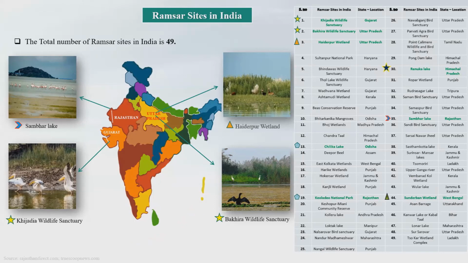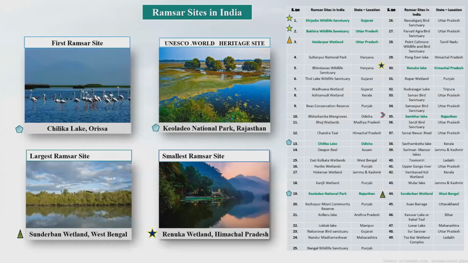Hathapur wetland was added as the 47th Ramsar site in India. Sambhar Lake or the Chilika Lake, Orissa, and Keoladeo National Park, Rajasthan, were recognized as the first Ramsar sites. The Sundarbans, West Bengal, was added as the largest Ramsar site, and the Renuka wetland, Himachal Pradesh, was added as the smallest Ramsar site.